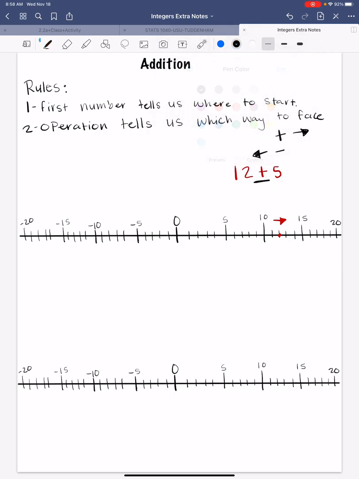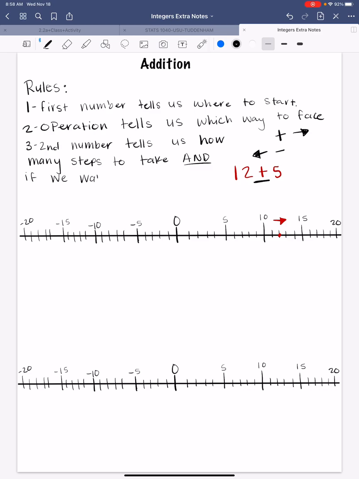And then the third thing to keep in mind is the second number, or the last number. The second number tells us how many steps to take, and if we should walk backwards or forwards. So what that means is if it's a negative number, we walk backwards, and if it's a positive number, we walk forward.